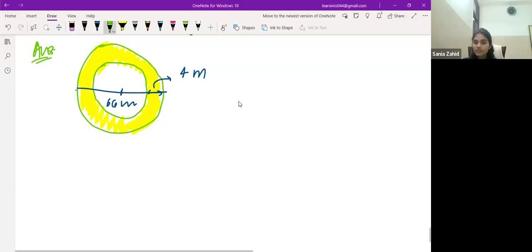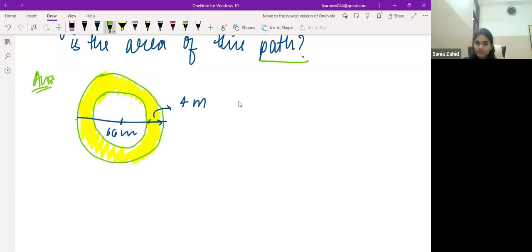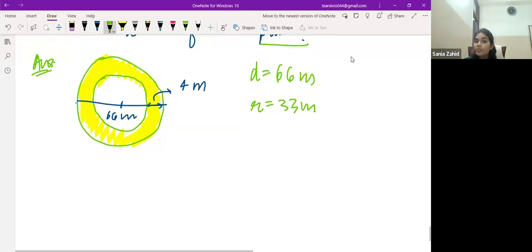First we have to convert the diameter into radius. Okay. So diameter is 66 meter, so radius is 33 meter. Right? Half of diameter. So now you find the area of the bigger circle. So for the entire bigger circle, what is the area? Area of bigger circle.